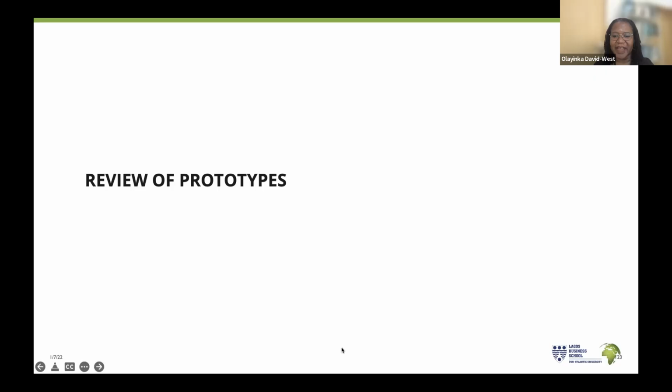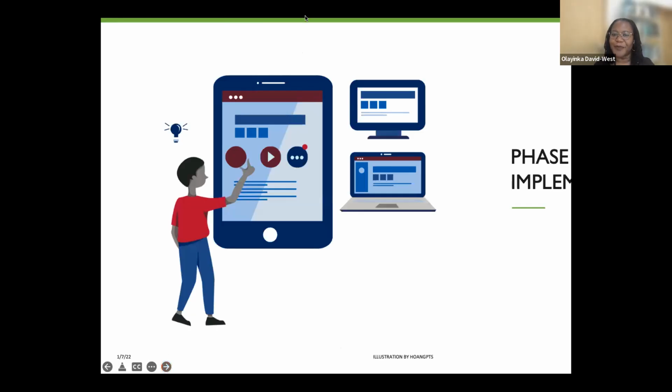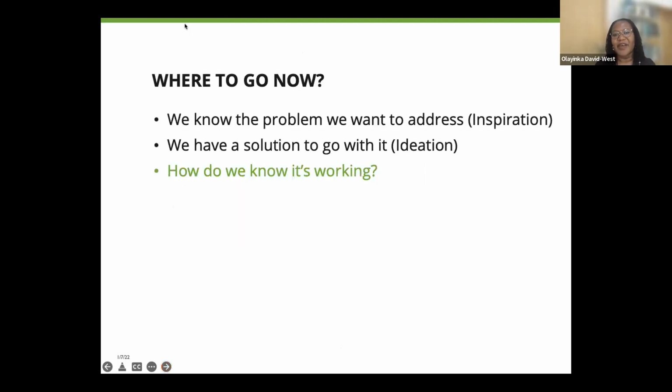Great, thank you. So we're going to continue our conversation around implementation, and I hope you all enjoyed the view of the prototype because it's part of our learning process in that sense. So we've done the review of our prototypes, and now we're going to go into phase 3 of our HCD process, which we call implementation.